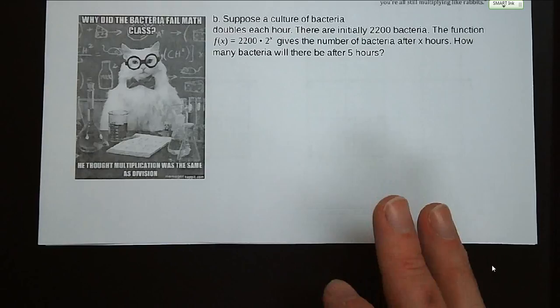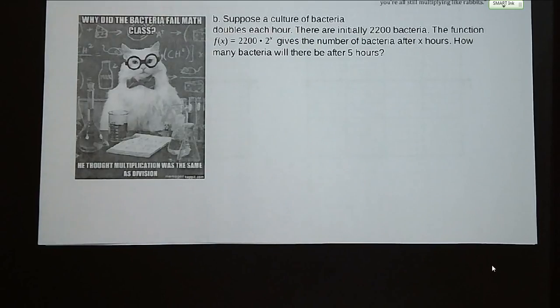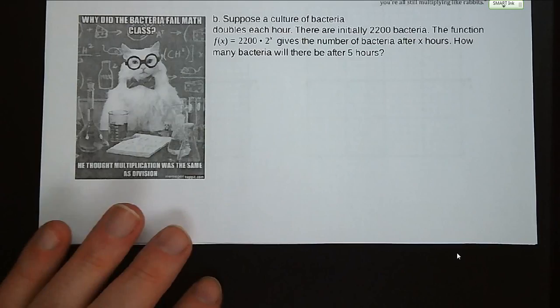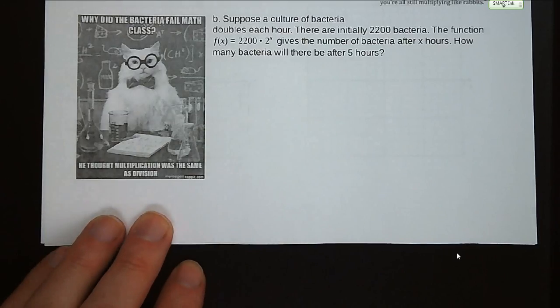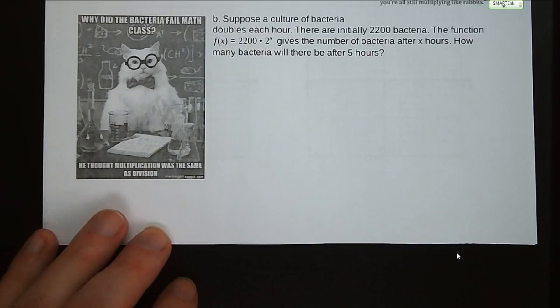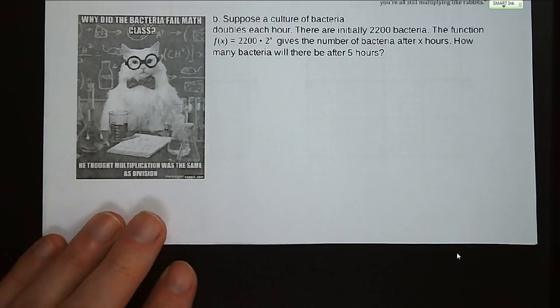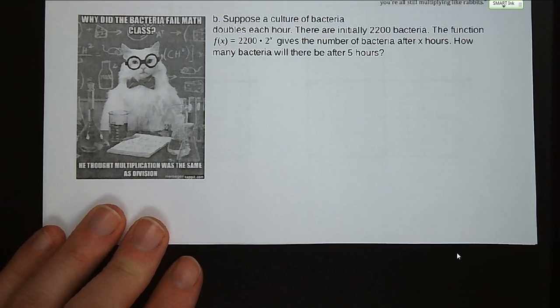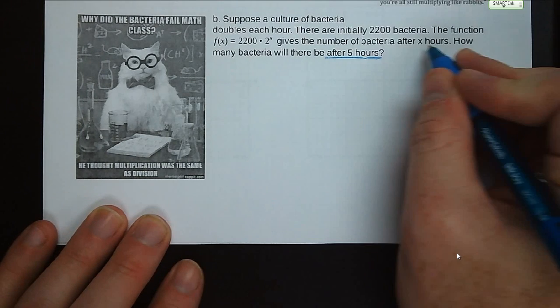Suppose a culture of bacteria doubles every hour. There are initially 2,200 bacteria. The function f of x equals 2,200 times 2 to the x gives the number of bacteria after x hours. How many bacteria will there be after 5 hours? So we want after 5 hours.